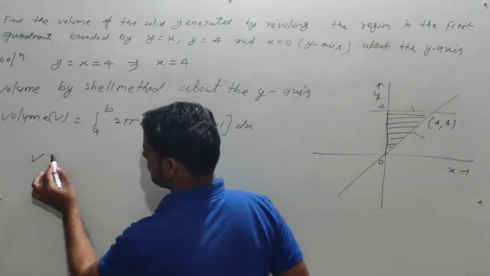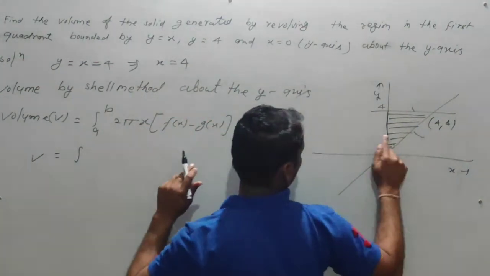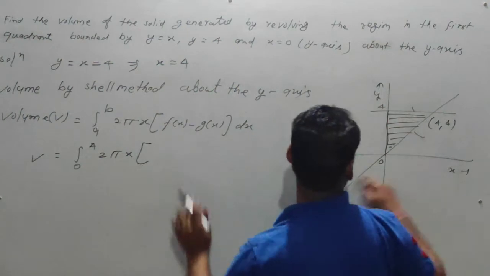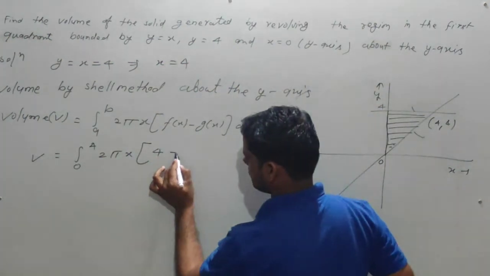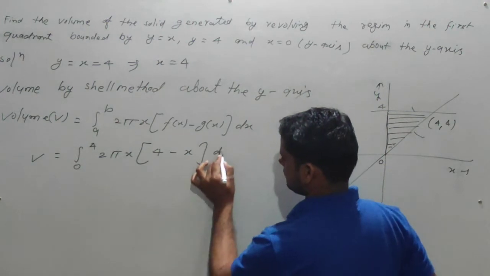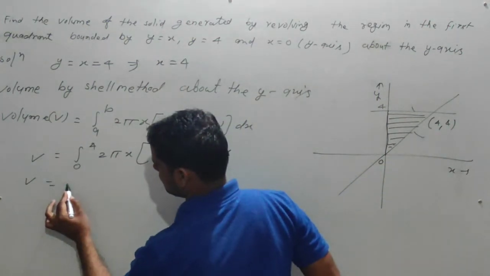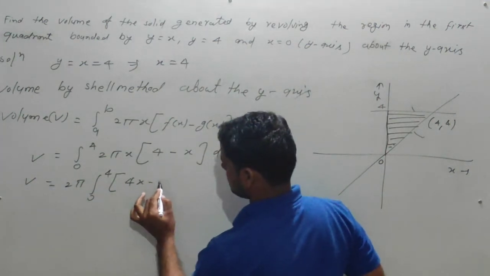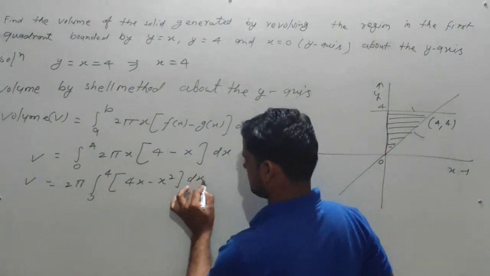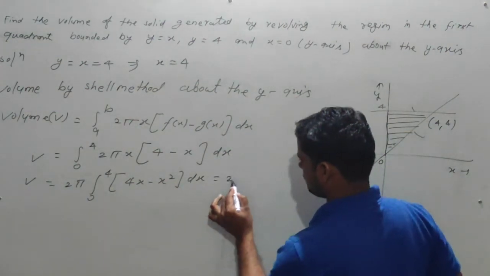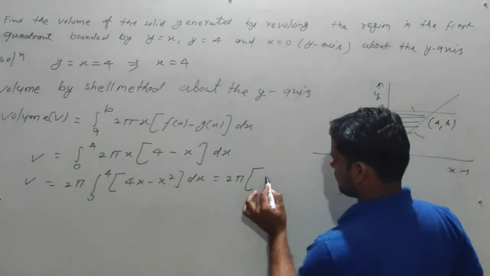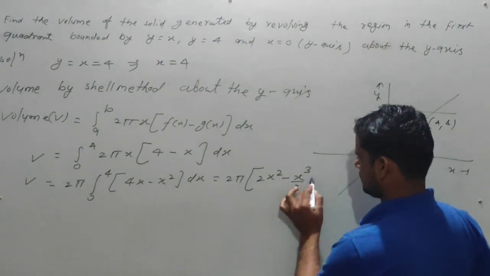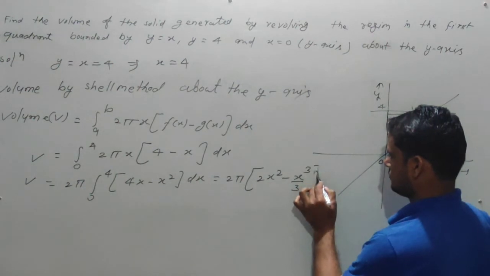Now V is equal to the integral from 0 to 4 of 2 pi x times (4 minus x) dx. V is equal to 2 pi times the integral from 0 to 4 of (4x minus x square) dx. Then 2 pi times (2x square minus x cube upon 3), limit from 0 to 4.